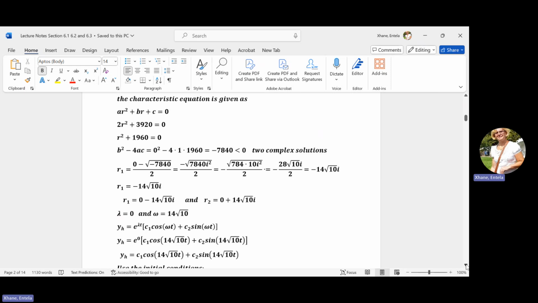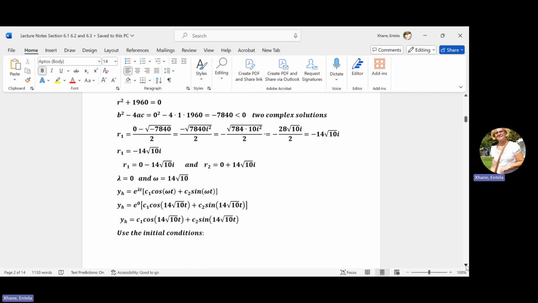Once we generate lambda and omega, we write the equation. So the equation is defined by e to the power 0 times C1 cosine of 14 square root of 10 t plus C2 sine of 14 square root of 10 t.